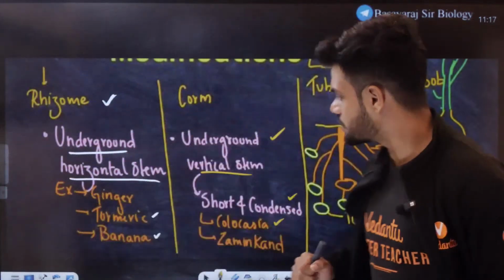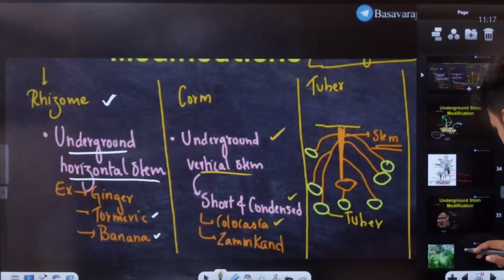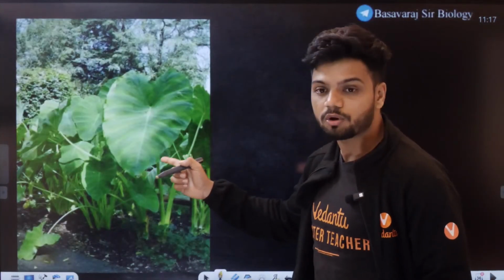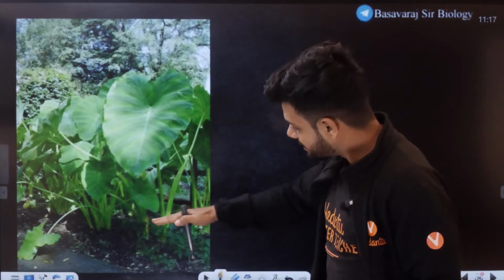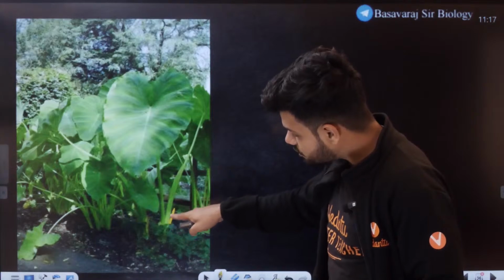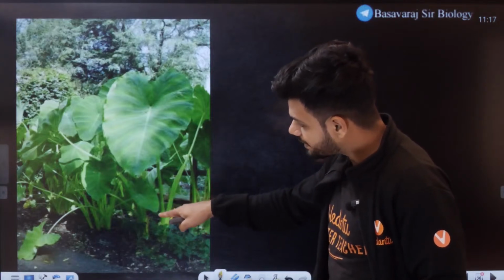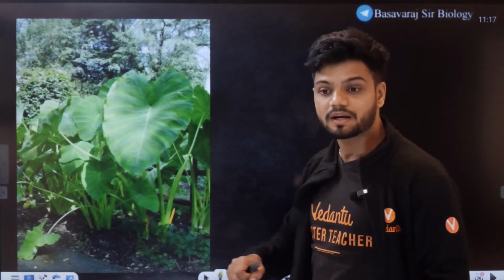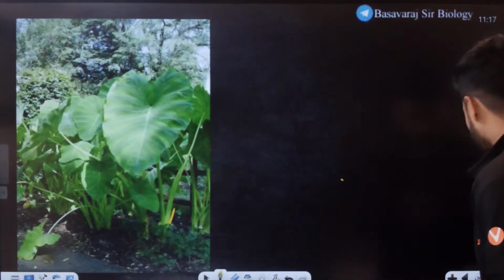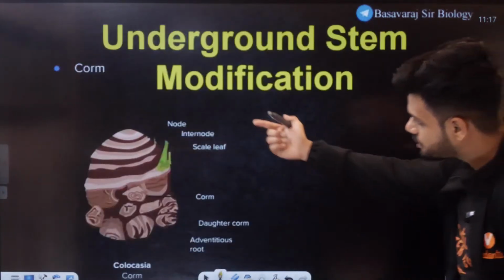How many of you have seen this plant? If you have not seen, let me show you. How many of you have seen this plant right here? This right here is called Colocasia. And if you see, this is not the actual stem. This is not the actual stem. The actual stem of Colocasia is underground. It is underground and it is in the form of a corm. That is it right here. Okay. This is the actual underground stem.